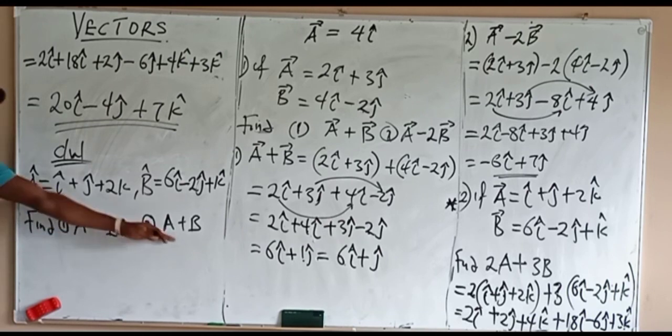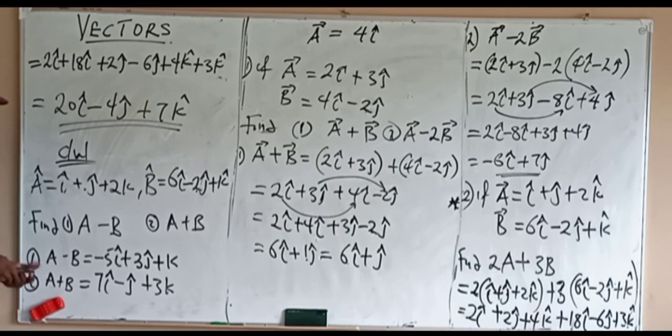So if you do this and this very well, this will be the answer. Our A minus B will be this. Our A plus B will be this. So what you have to do now is try it, ensure you solve it, to see if you can get the answer. It's very, very important. Thank you.